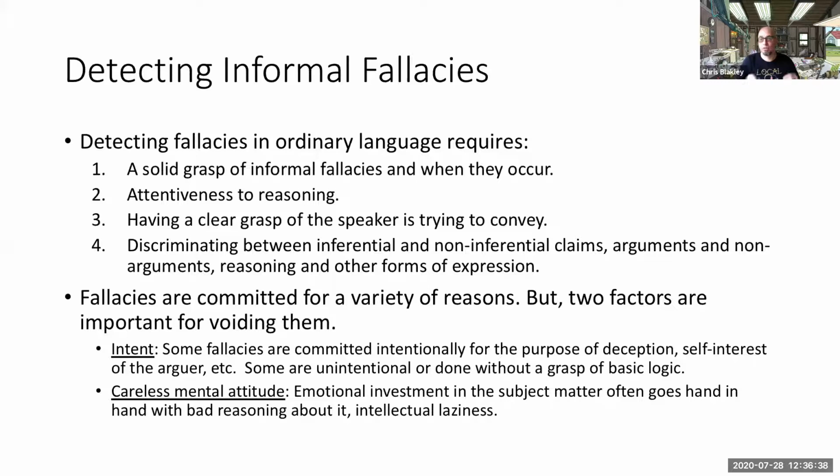argument. Right? In order to have an argument, you got to have at least one premise and a conclusion and an alleged connection between them. If you don't have an argument, you can't have a fallacy. So fallacies are committed for a variety of reasons.